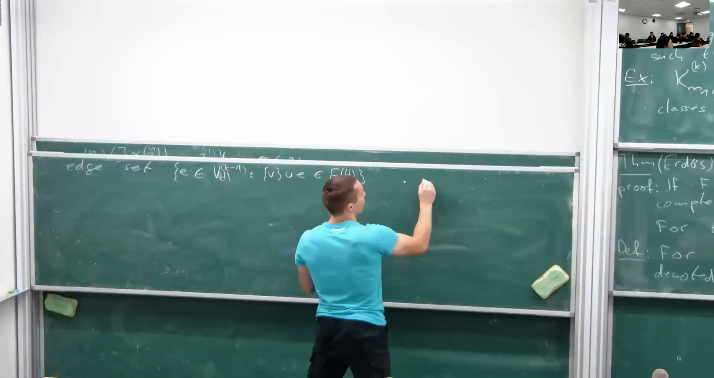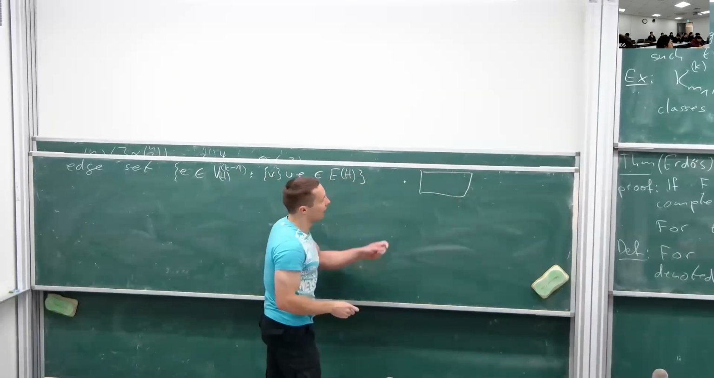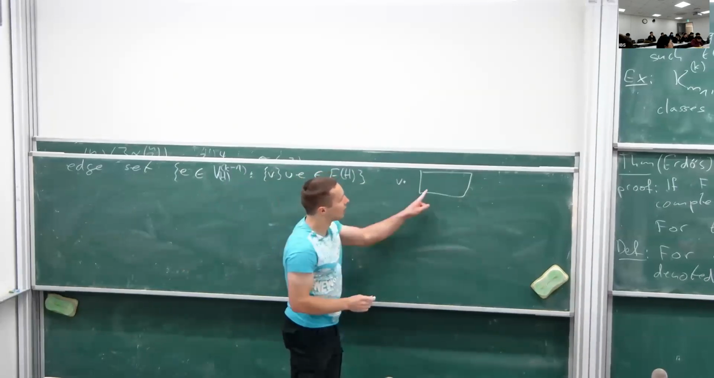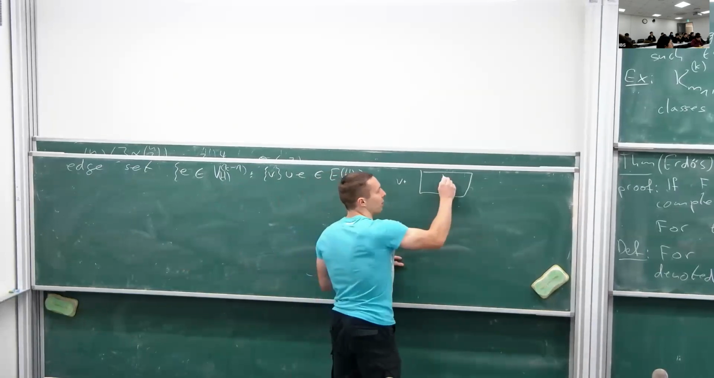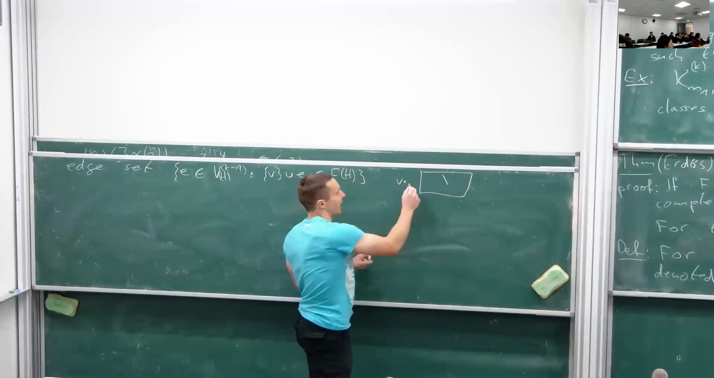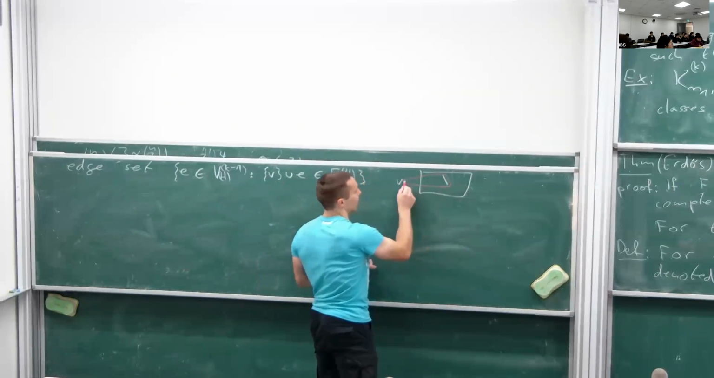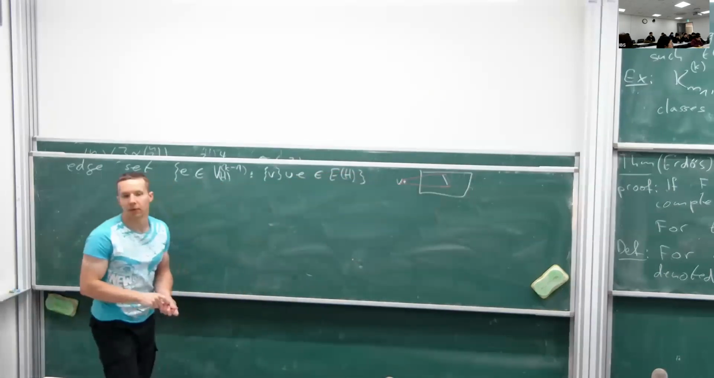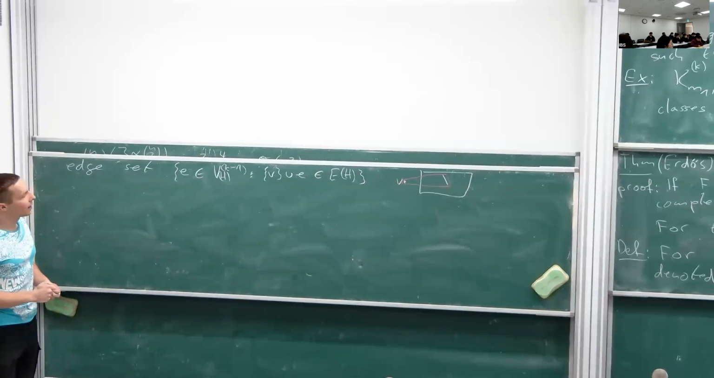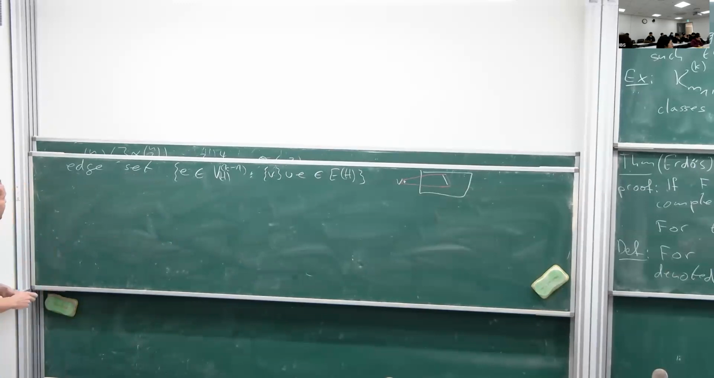Okay, so for a 3-graph, we would have that for vertex v, this is just a graph where we place an edge here whenever this was an edge in our 3-graph. Okay, so this is the link of the vertex.